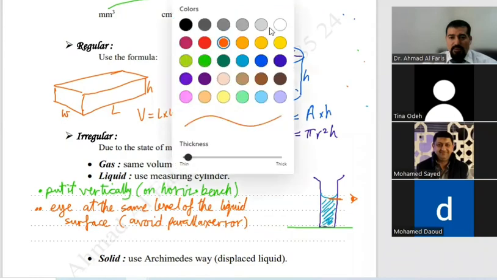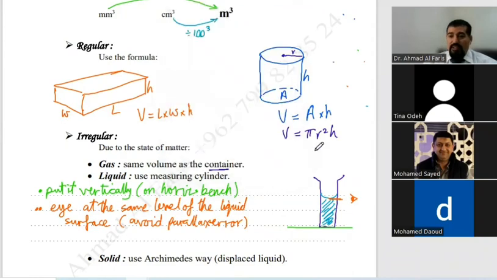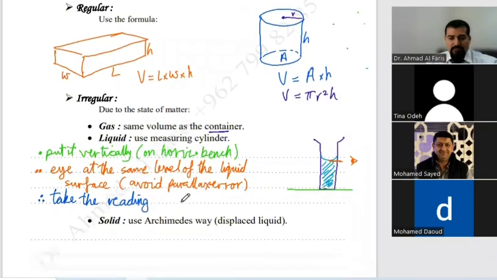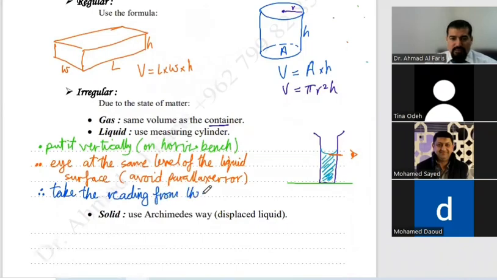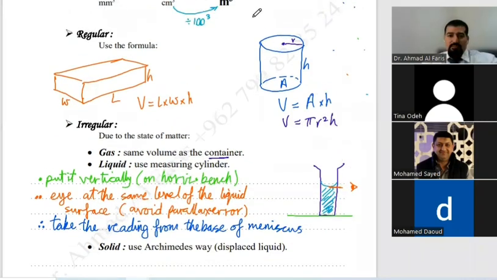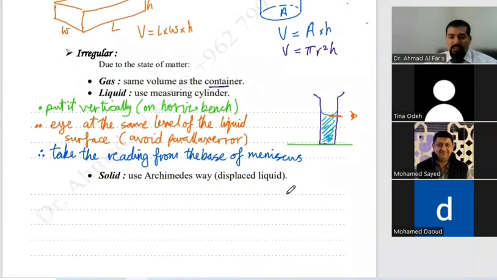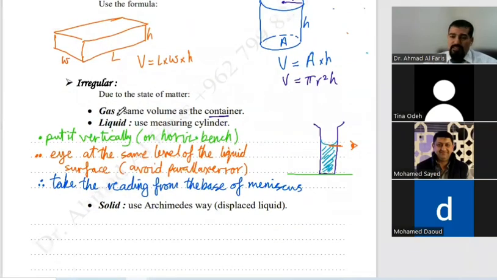And the third step: take the reading from where? From the base of the meniscus. Thank you. Most liquids curve down on the surface, so I need to take the base, except mercury, which curves up. Any question here? Okay, so we talked about gas and we talked about liquids.